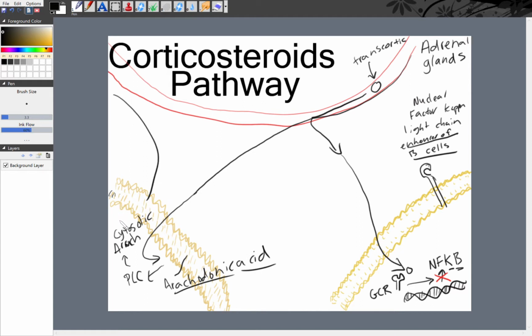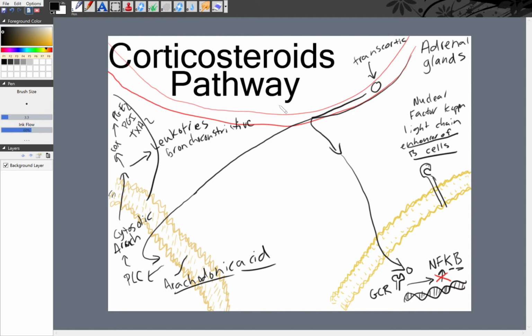And then this free arachidonic acid will go to a COX enzyme, which produces things like PGE2, PGI, and thromboxane A2, a bunch of pro-inflammatory products. And then it'll also produce leukotrienes, right? You remember this pathway. And leukotrienes are bronchoconstrictive. So cool.